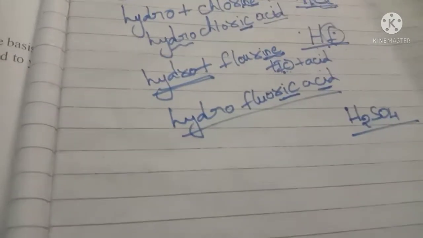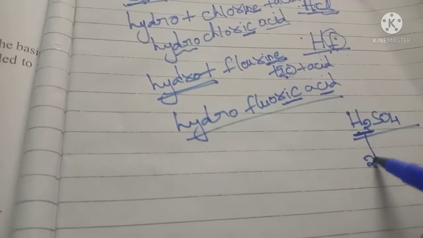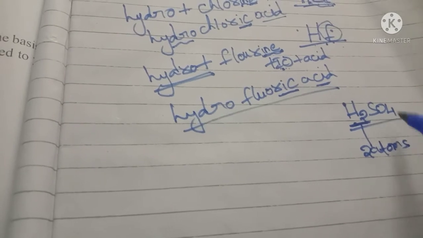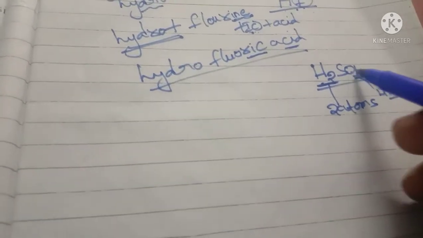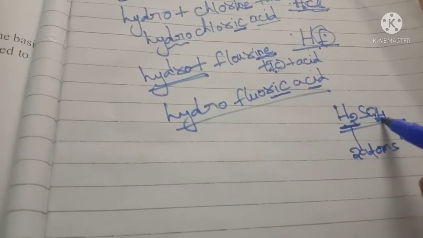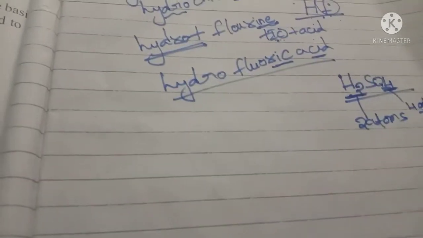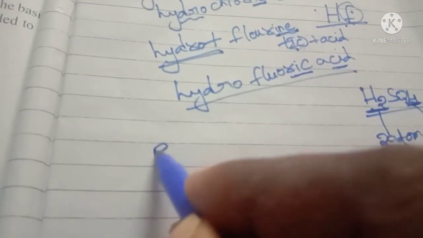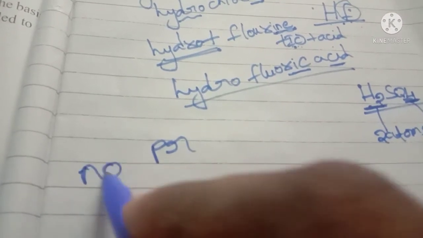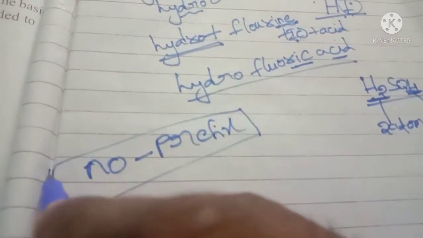See here, H2SO4. How many hydrogens are there? 2 atoms. How many oxygens are there? 4 atoms of oxygen. See, O4 there is a subscript. That means these are polyatomic. Whenever you are writing the names of polyatomic acids, there is no prefix. You should not write any prefix.